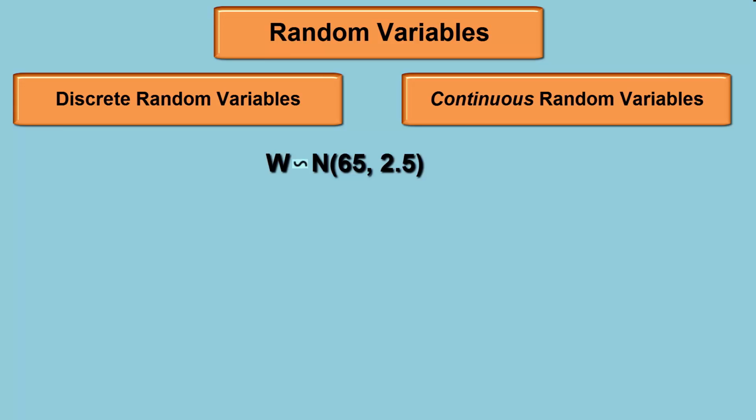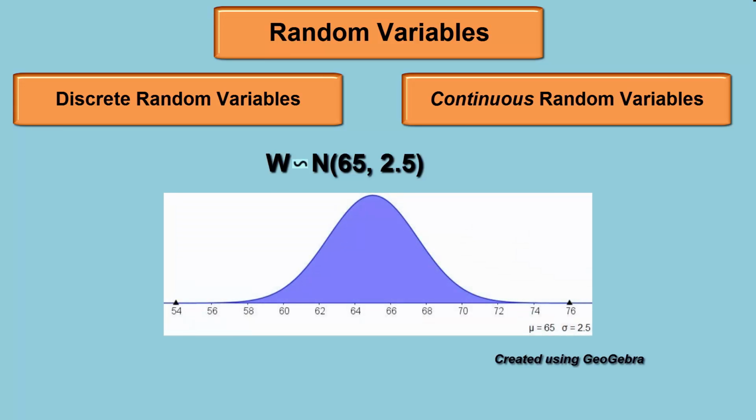Heights of adult women are normally distributed with a mean of 65 inches and a standard deviation of 2.5 inches. We cannot list all of the infinite possible heights in a table. Instead, we show the probability distribution of the random variable values, the women's heights, as a normal distribution. All heights are accounted for along the x-axis, and all of the probabilities, the total area under the curve, equal 1.